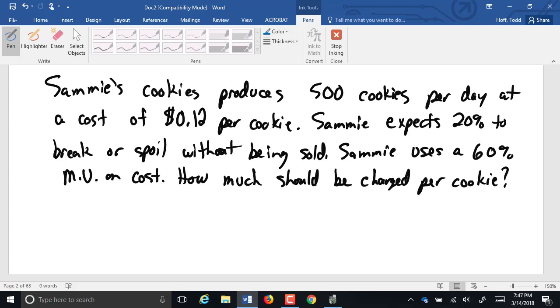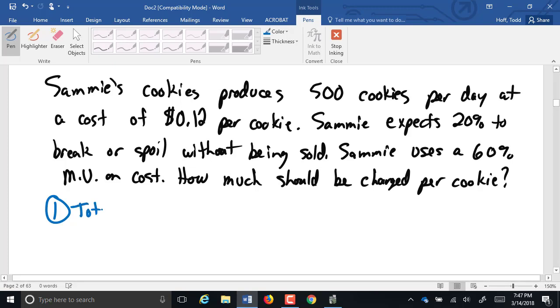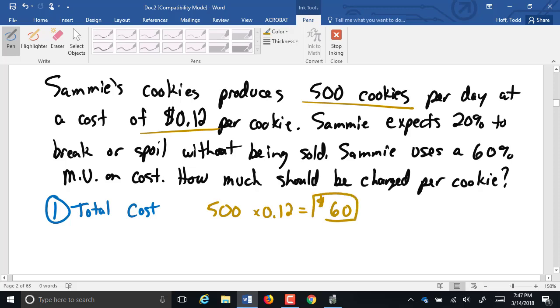Okay. Seeing most of the heads. What's that? Yeah, it took forever. So the first step again is to find the total cost. How do we find the total cost? Got 500 cookies times 12 cents each, which gives us what? $60? That is our total cost. Any questions there?